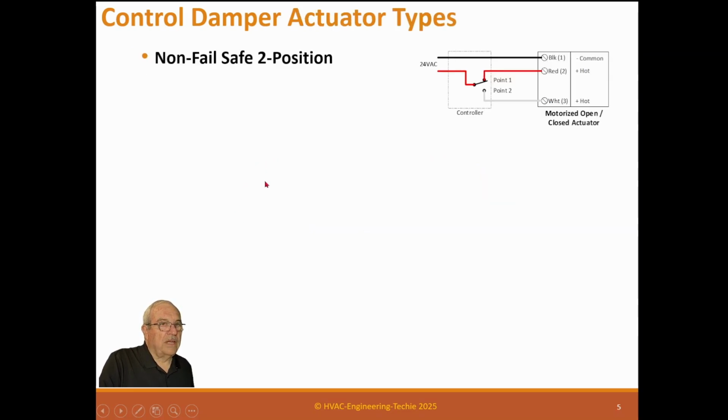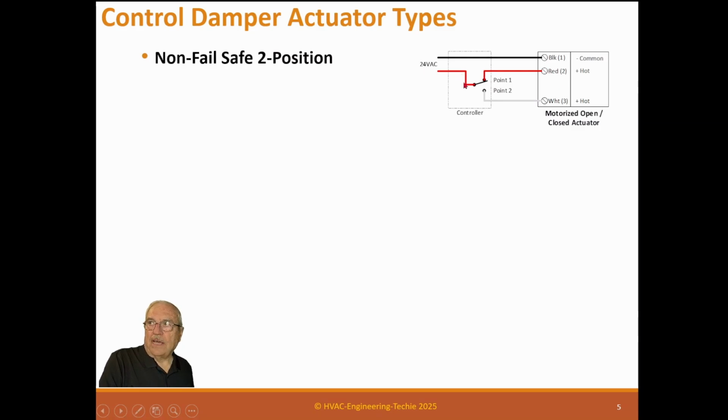Okay, control damper types. Now, these are the actuator types. This is a non-fail-safe two-position. And this one, normally it doesn't have a wire here. It showed that here, and as this controller, this is the black wire. This is the actuator. And remember that in electronics, black is common and white or red is positive. It's just opposite of power wiring, so you've got to remember that.